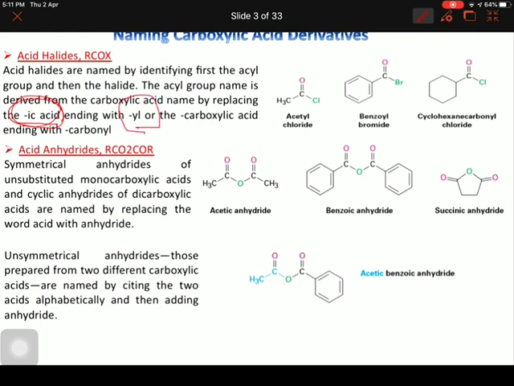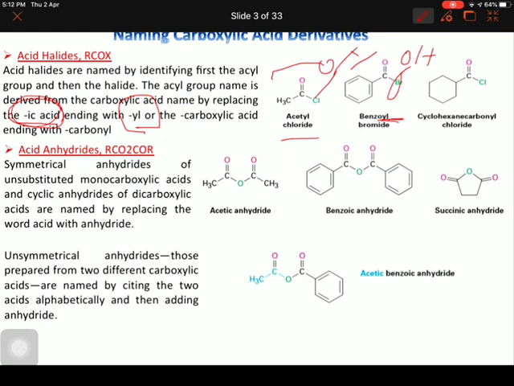For example, like last time, this compound we are just naming as acetic acid if there is a hydroxyl group here. Now we replace the IC with YL, then we say acetyl chloride. The second compound is benzoic acid if there is a hydroxyl group here. We replace the hydroxyl group with Br, so we say benzoyl bromide, and so on.